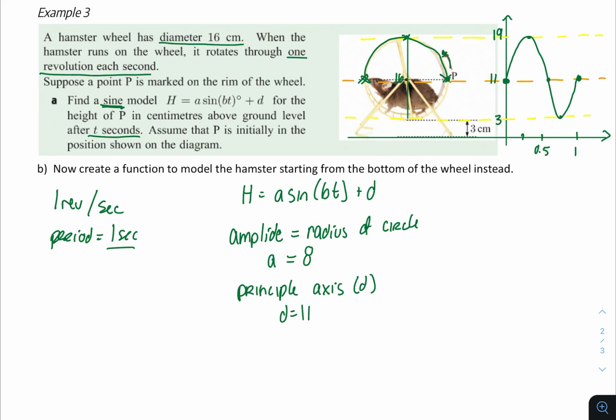And then the last is our value of B. Our value of B is 360 divided by our period, and we know that our period is 1 second. So our value of B is going to be 360. So that means that the function that I have to model this point going around the wheel is H equal to 8 sine of 360 times T plus 11. And the value of A is positive because we are going towards a maximum first.